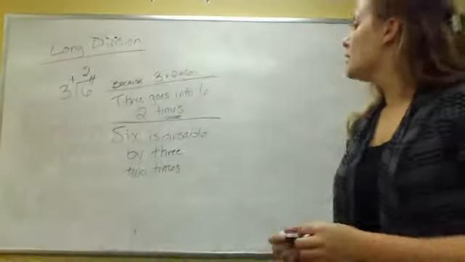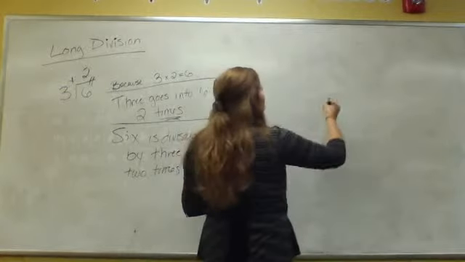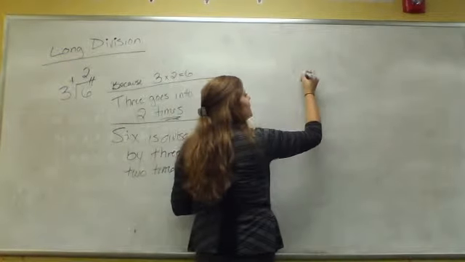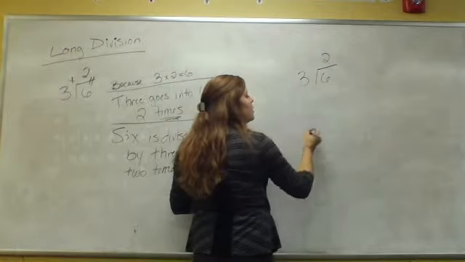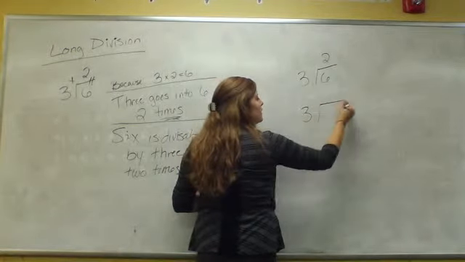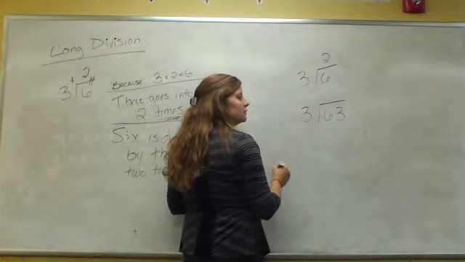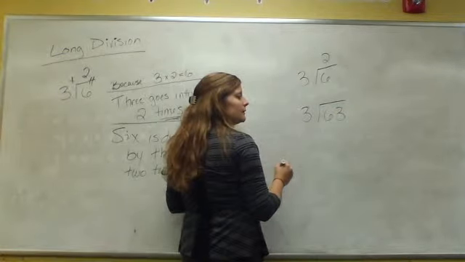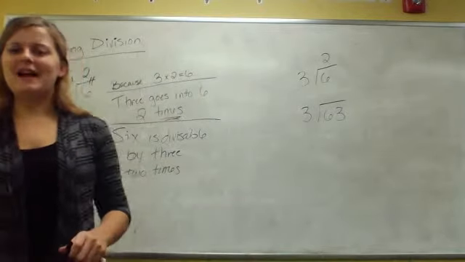Alright, so we write it different ways, but it's all the same thing. So back to the long division part. So I've got 3 into 6 2 times. What about 3 into 63? That's easy. That's 9. No, that's 9?